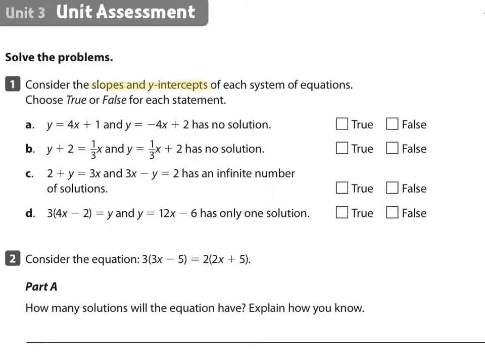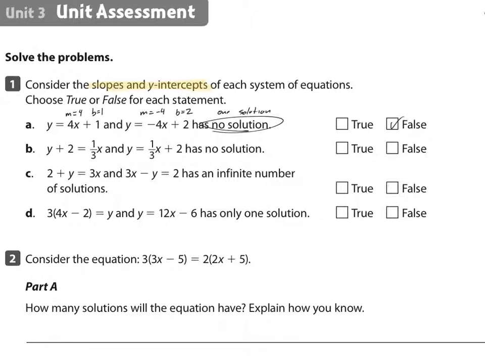So for the first one, the slope, and we're going to write it on top, is going to be 4, and the y-intercept is going to be 1. Now, for the next one, the slope is equal to -4, and the y-intercept is going to be 2. So that means that they have different slopes, and if they have different slopes, that means that there's one solution. Now, in this case, they're telling us that they have no solution, so this is false.